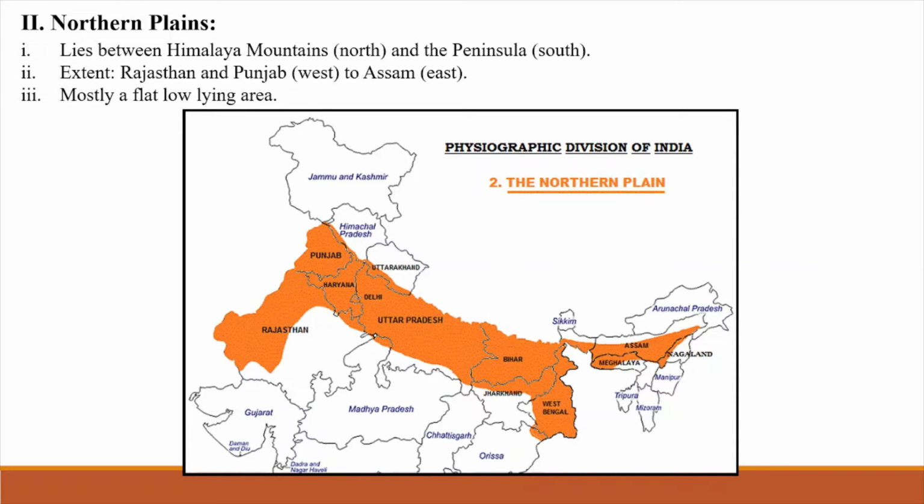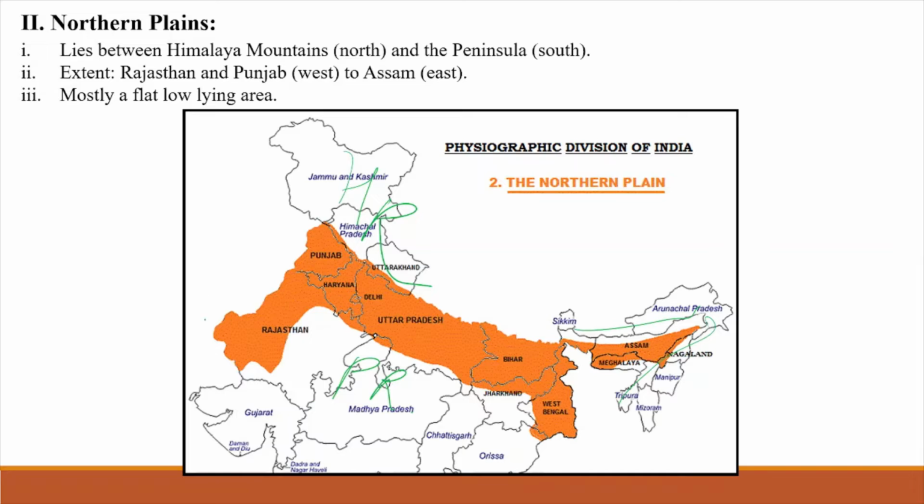Next, moving on to the second division known as the Northern Plains. Now, this lies below the Himalayan region. So here we have the Himalayan range, here as well as here, this whole part. And below we had seen the Peninsula region, or the Peninsula of India. So, between these two lies your North Indian Plains or the Northern Plains.